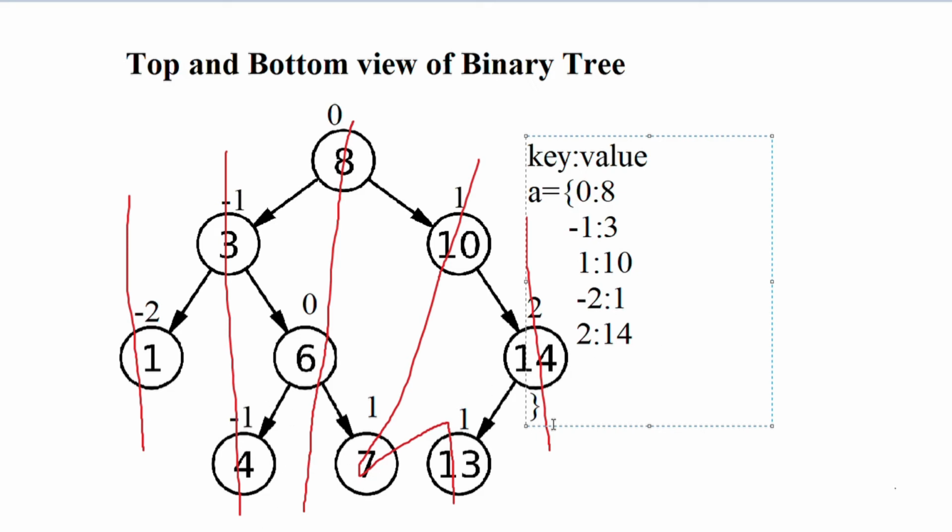Is -1 present? Yes, it's present. Don't do anything. Is 1 present? Yes, 1 is present. Then don't do anything again. Is 1 present again? Yes, 1 is present. After that I'll just print the values like 8, 3, 10, 1, 14. So this will be my answer, right? And that is exactly correct. 8, 3, 1, 10, and 14 are the top view of that binary tree, right? So that was the logic of a top view.